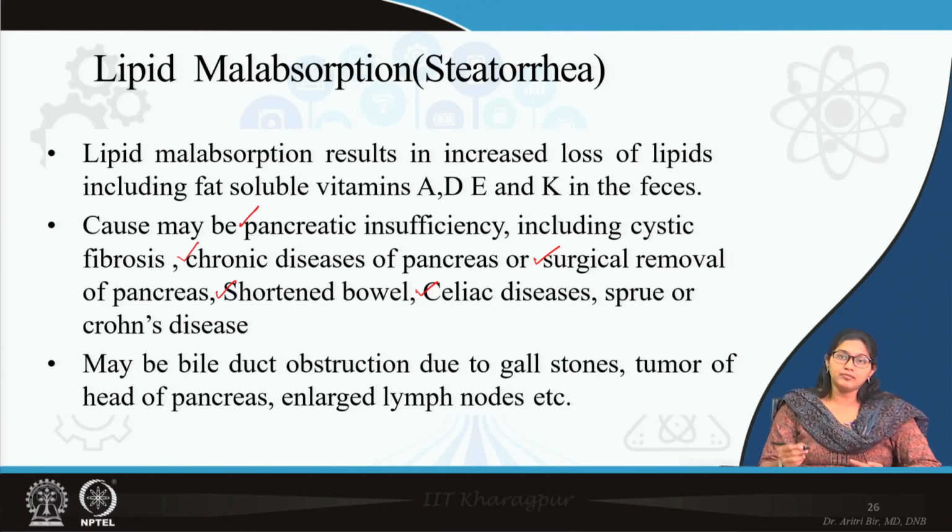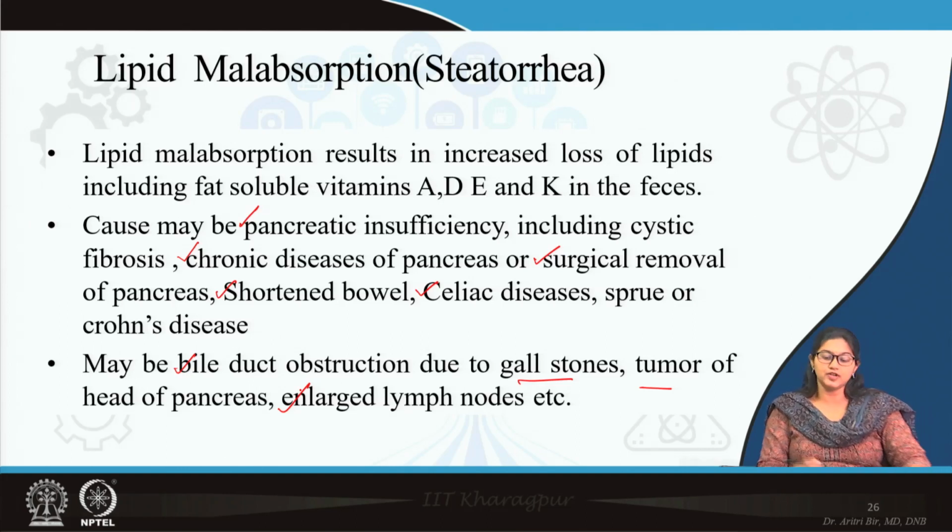where actually in these cases of pancreatic insufficiencies there are deficiencies of enzymes. But again bile salt deficiency can also lead to malabsorption and bile salt deficiency can be derived from bile duct obstruction due to gallstone, tumors in the head of pancreas or different enlarged lymph nodes. So, these are the causes of lipid malabsorption which is also known as steatorrhea.